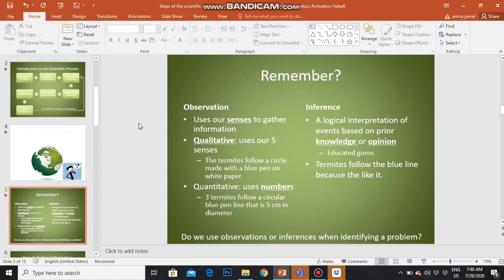So far as inference is concerned, that is a logical interpretation of events based on prior knowledge or opinion. So, an educated guess: termites follow the blue line because they like it. And do we use observation or inferences when identifying a problem? So to that extent, our study would be a scientific one.